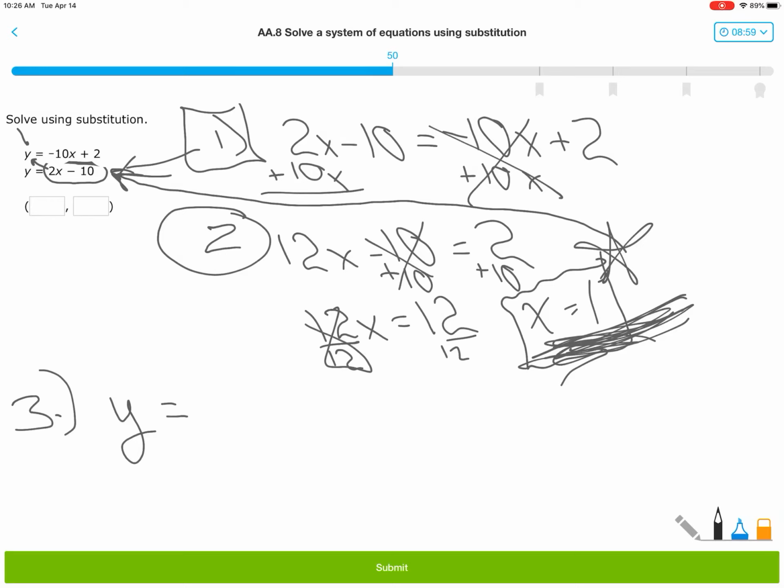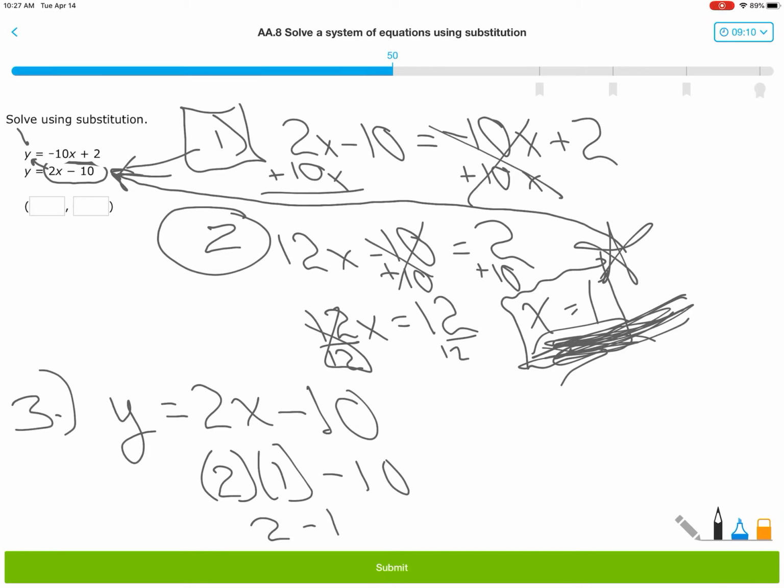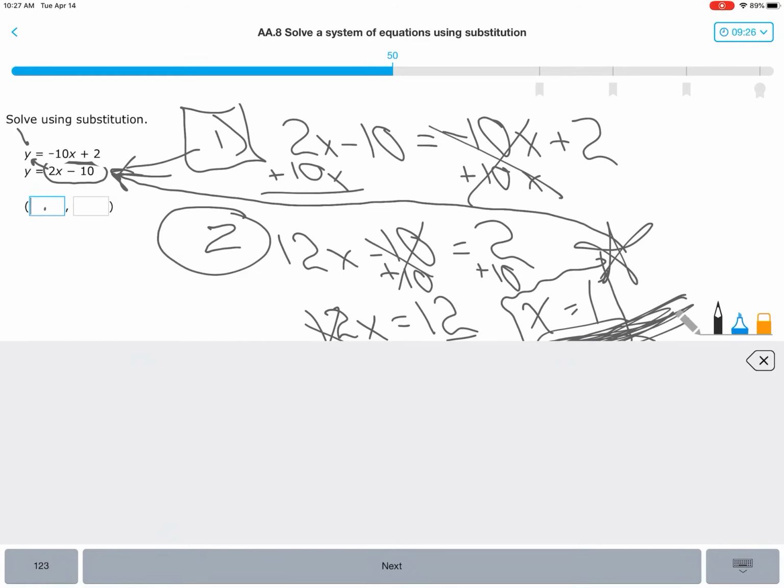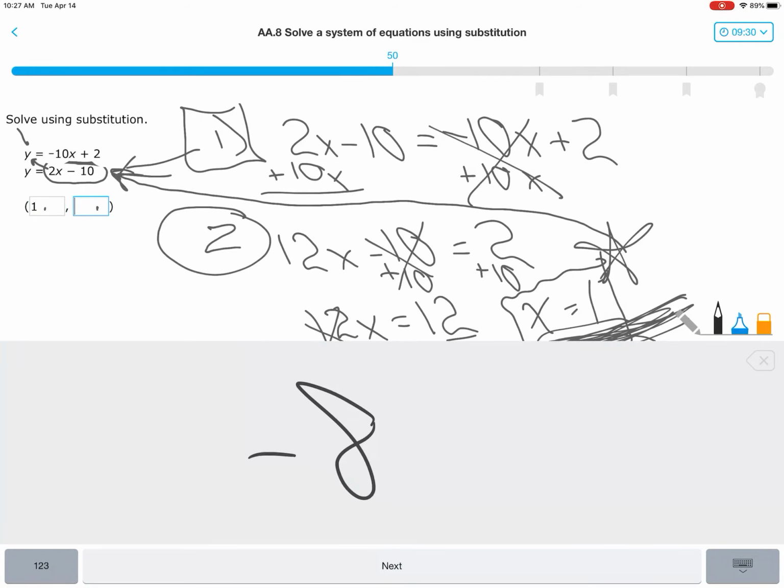So instead of saying y equals 2x minus 10, I'm putting in the 1 for the x. 2 times 1 minus 10. Well, 2 minus 10 is negative 8. So there we have our two answers again. X, y, positive 1, negative 8. Positive 1, negative 8.